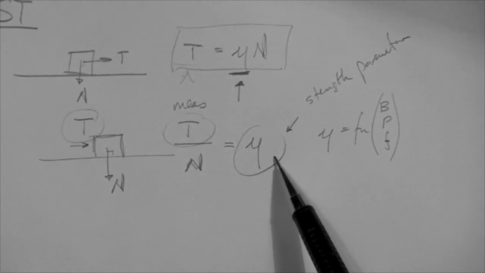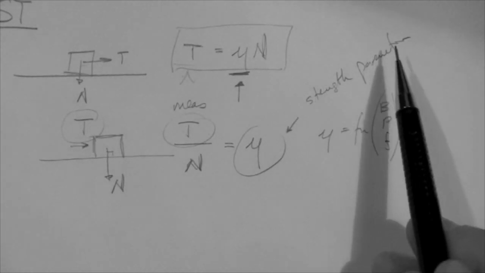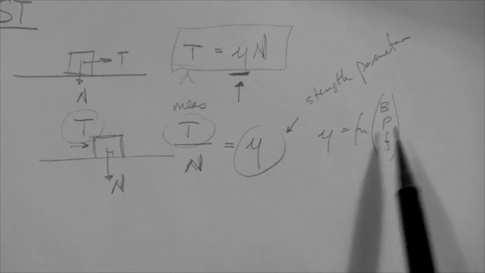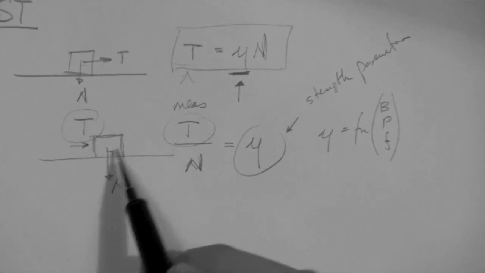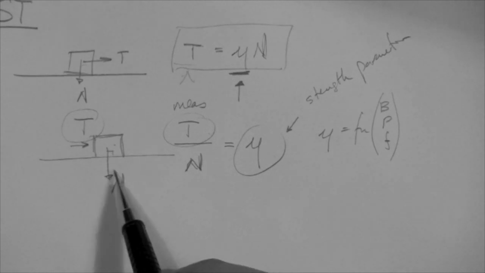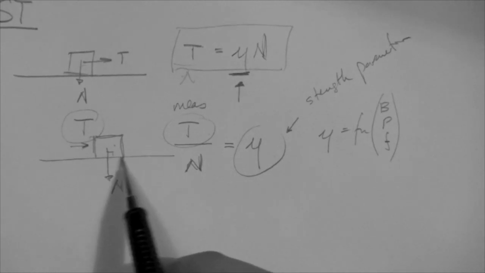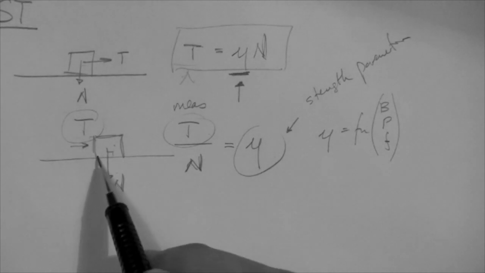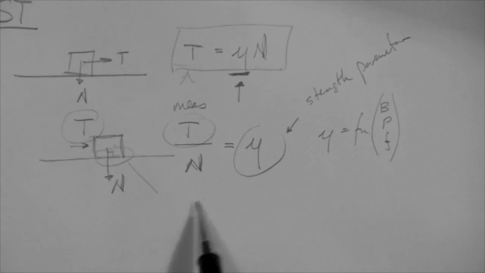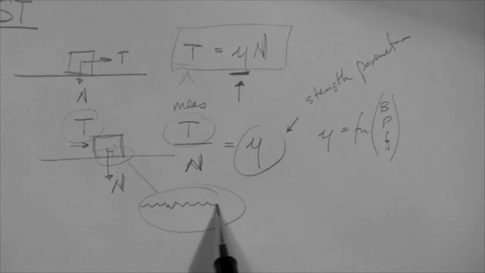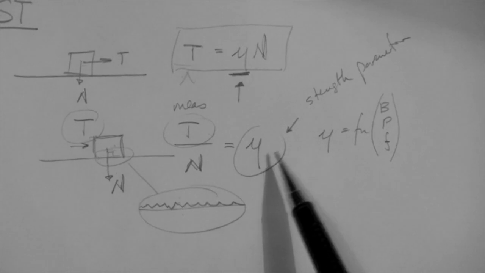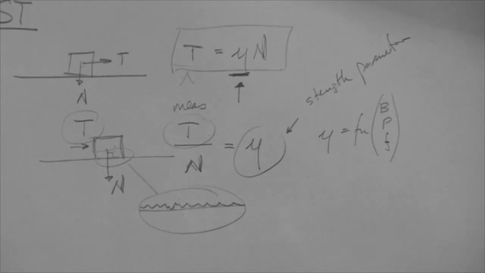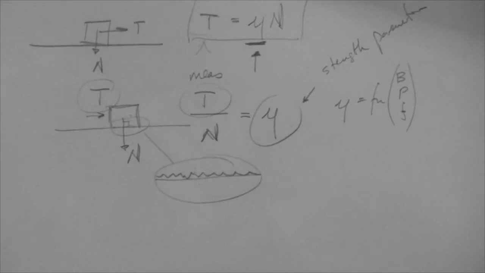That is not the strength. That is the strength parameter that defines the interaction between this material and the fluid in here, and also the characteristics of the surface. Remember, we looked at this under the microscope, let's say, and it looked like this. Maybe the block looks like that. So that ruggedness here is also captured by this mu. Okay? So this is what we're going to do for soil.